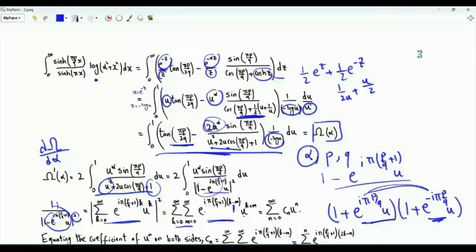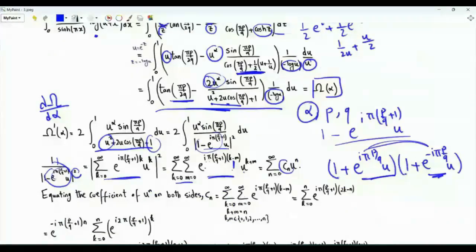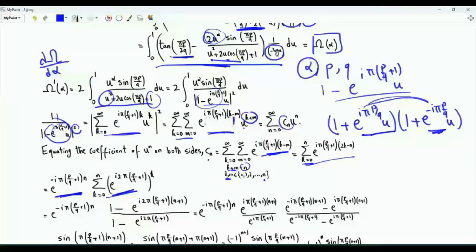The next step is to rewrite this double sum as a single sum, summation n from 0 to infinity, c_n u to the power n. We equate the coefficients of u to the n on both sides. So c_n is this double sum of those exponentials with the constraint that k plus m is equal to n. k and m are non-negative, and their sum is equal to n. The maximum possible value of each is n. We can use this constraint to rewrite the double sum as a single sum, k from 0 to n, e to the i pi p over q, and then we have k minus m. m is replaced by n minus k. This is the coefficient c_n, which is this exponential times a finite geometric series.